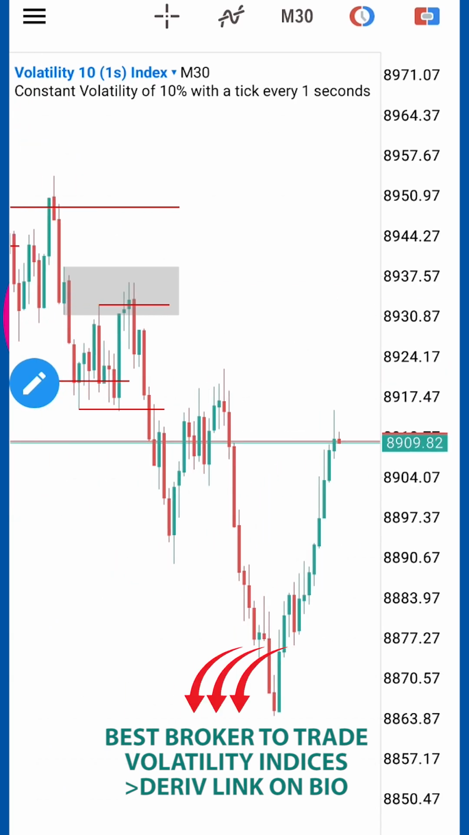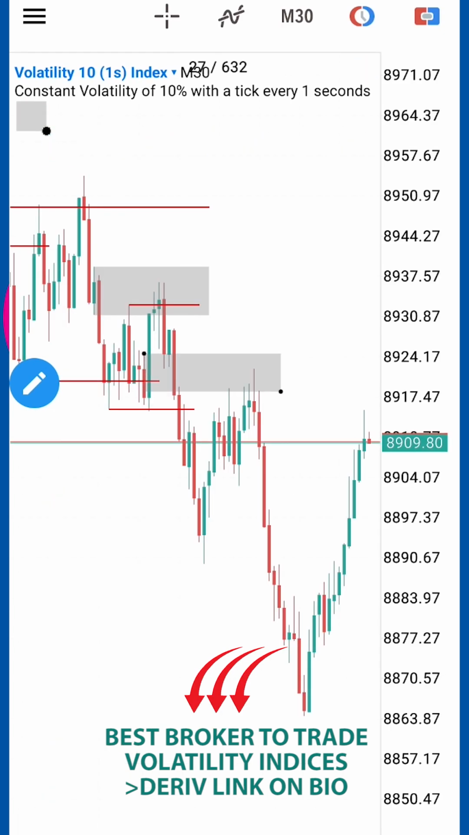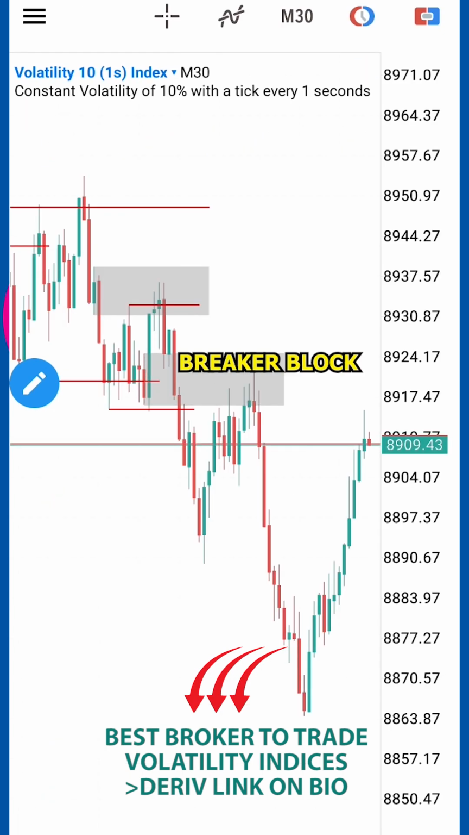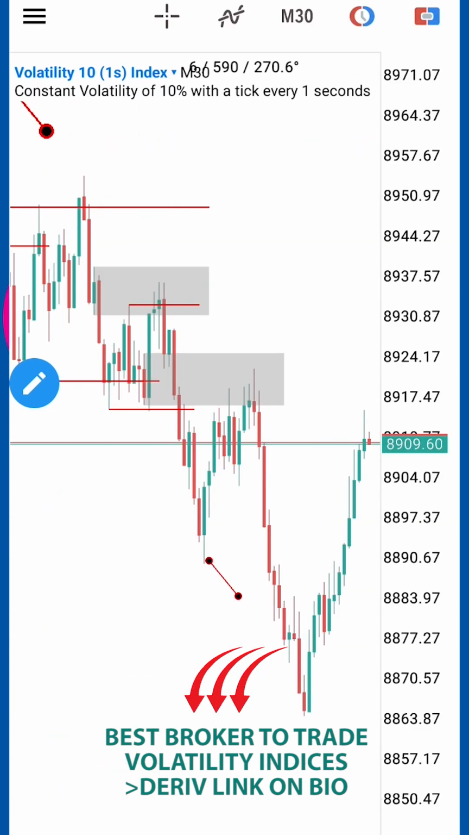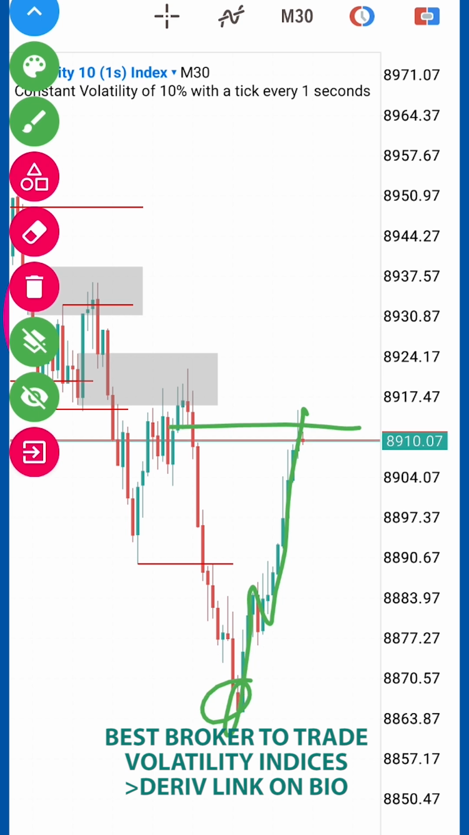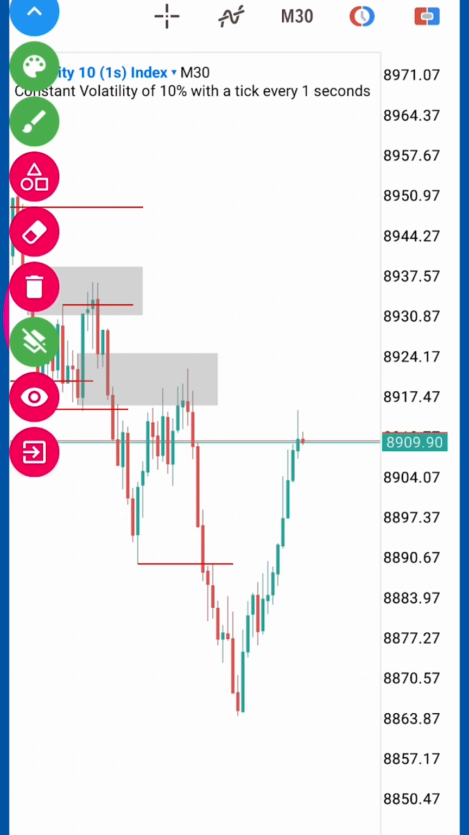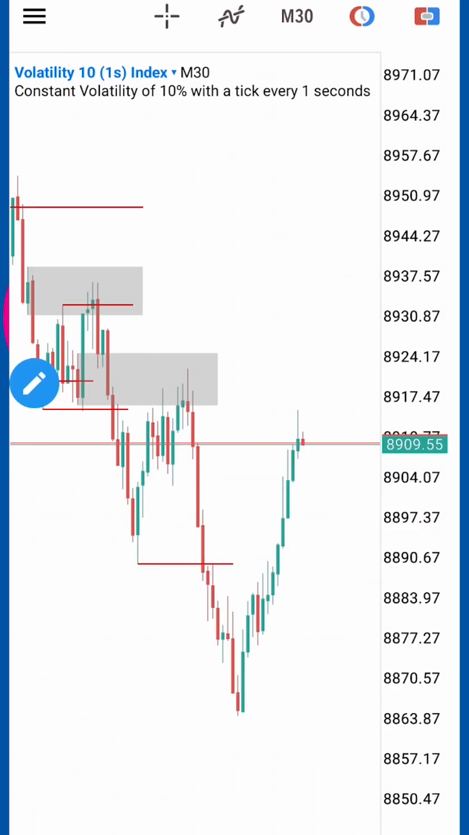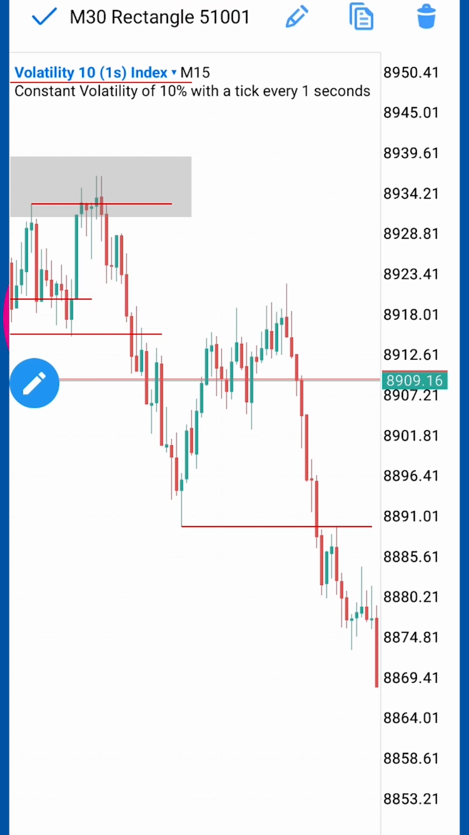Now I'm identifying stop hunts because I'm going to tell you the reason why. Now it went back to respect the breaker block, and then continued to drop down to break structure below there. Now it's returning back, and it's going to respect the 30-minute order block. Now why that 30-minute order block is the reason why I told you about the stop hunt.